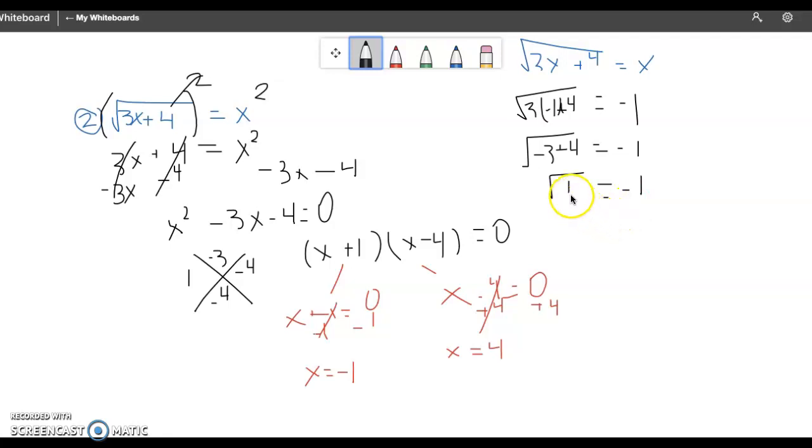And I hope you notice that the square root of 1 is positive 1. So negative 1 does not equal 1. This is not a solution. This is an extraneous solution.